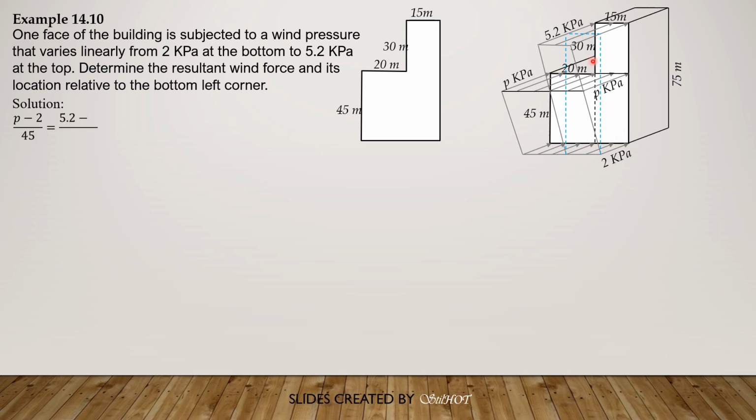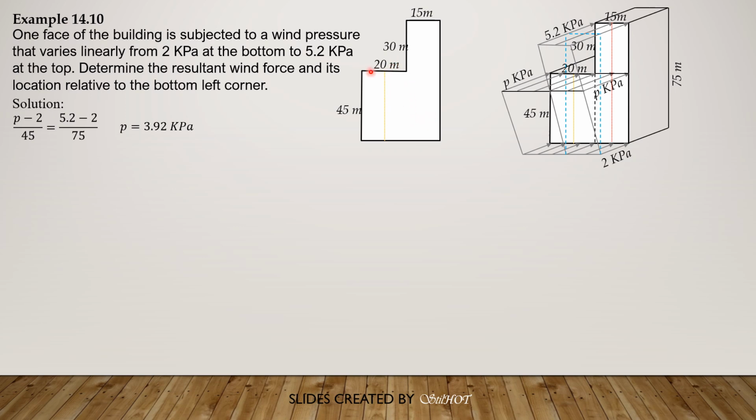So P minus 2 over 45 equals 5.2 minus 2 over 75. Solving for P at this level here, it is 3.92 kilopascals. So this is the vertical center line, the centroid of the two forces for rectangular and triangular are on this vertical line. And the forces acting on this left portion of this rectangle are collinear.